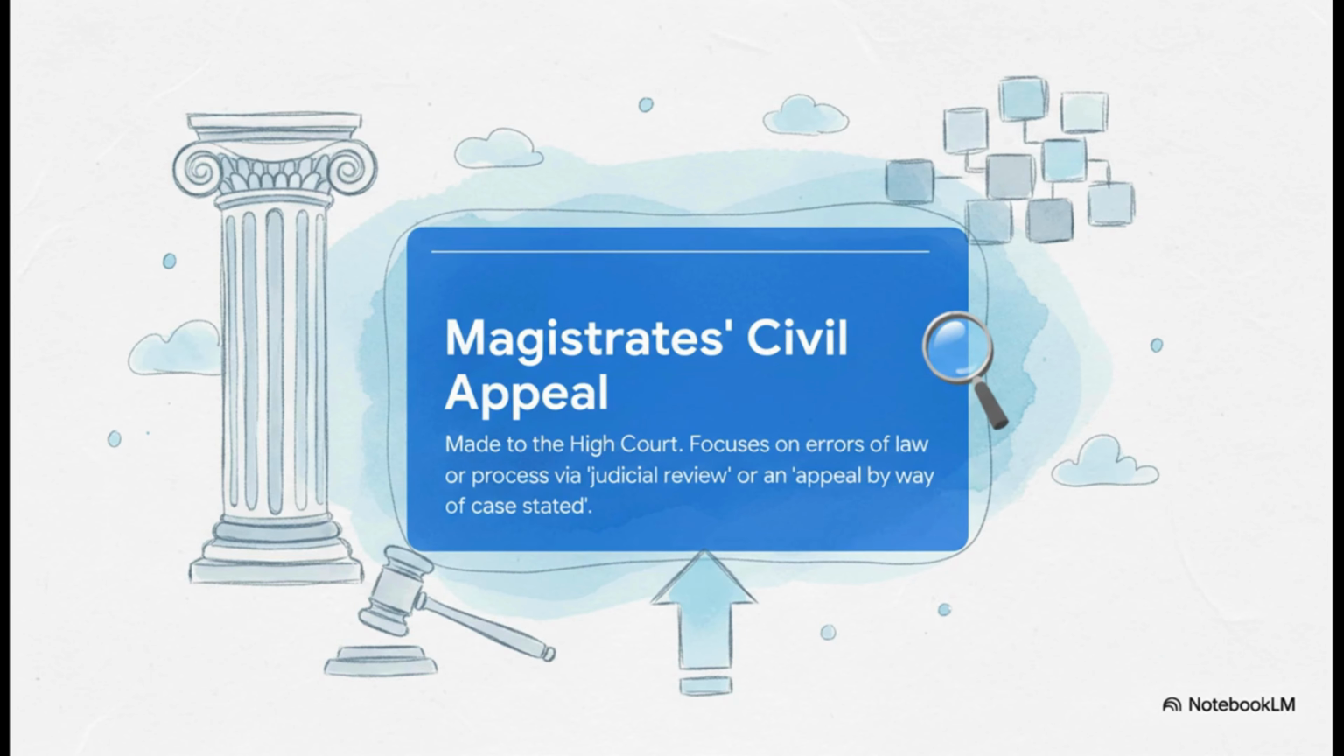No way. The appeal has to be based on a specific legal problem. For instance, an appeal by way of case stated is basically you saying, hey, the magistrate's got the law wrong. A judicial review is where you argue they acted outside their legal powers. Both are really technical legal challenges focused purely on law and procedure.